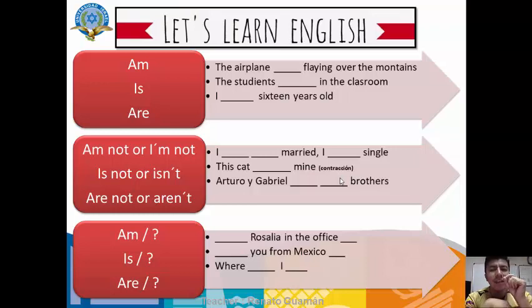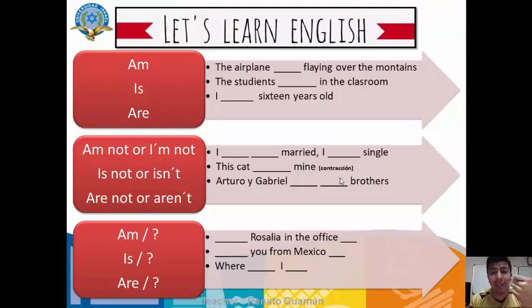Yes. Okay. We're going to start with this. The airplane is flying over the mountains. The students are in the classroom. Okay, continue. I am 16 years old. Choose, please. Okay, you have other examples in negative form in the middle of the exercise, and finally you have some questions. If you want, you can press the pause button on this class, see the lesson, and maybe answer these questions.